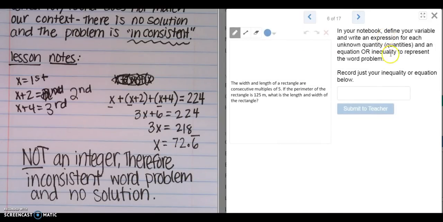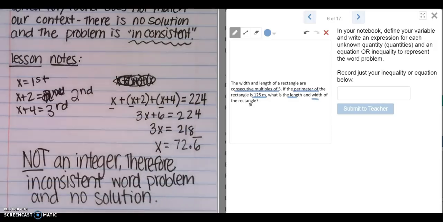In your notebook, define and write an expression for each unknown quantity, and an equation or inequality to represent the word problems. I want you to record just your inequality or equation below. So let's work on the first one together. The width and length of a rectangle are consecutive multiples of 5. If the perimeter of the rectangle is 125 meters, what is the length and the width of the rectangle? We're going to do this first one together, and you're going to do the rest of them with your group.